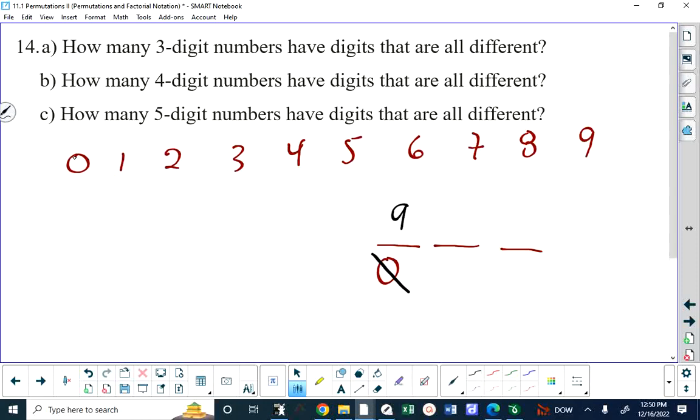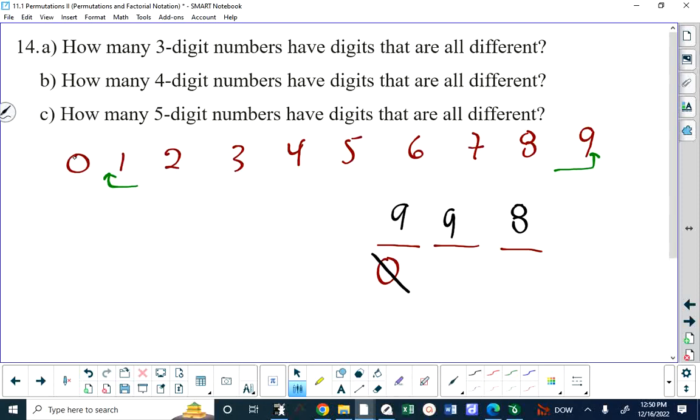Now we go to the next blank. How many options are there for the second one? Well, because we can't repeat, there's only 9. I don't know which one went in the first blank, but one of them did. And that leaves 9 left in the pool. And then we're down to 8. Does that make sense? So if we go 9 times 9 times 8, that would be the answer.